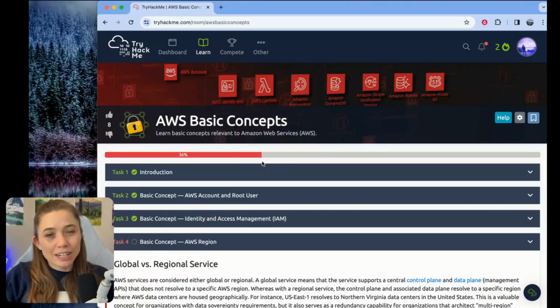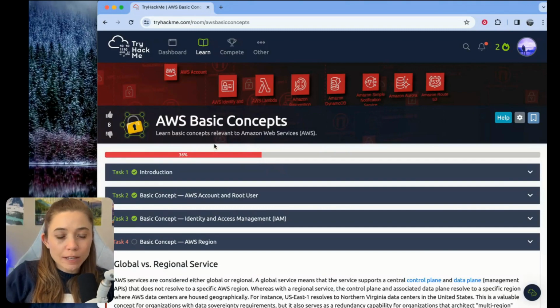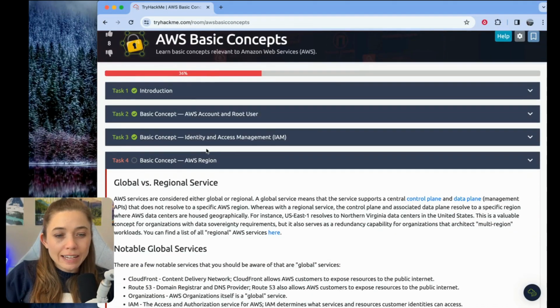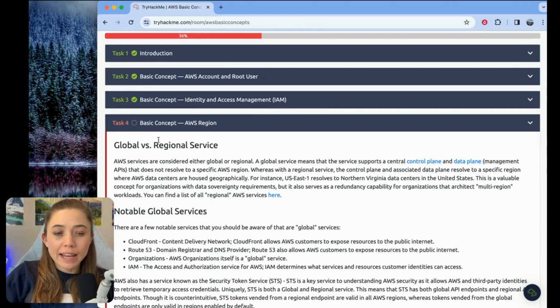Okay, I'm back. It's not midnight anymore. It's daytime now, so that's good. And I'm going to keep working through this AWS Basic Concepts room. Task 4 is Basic Concept AWS Region.